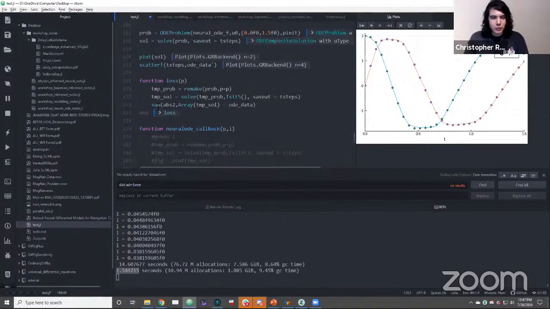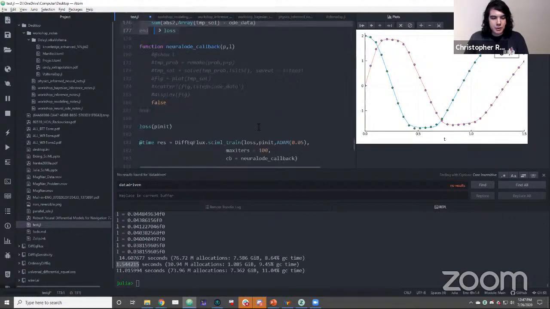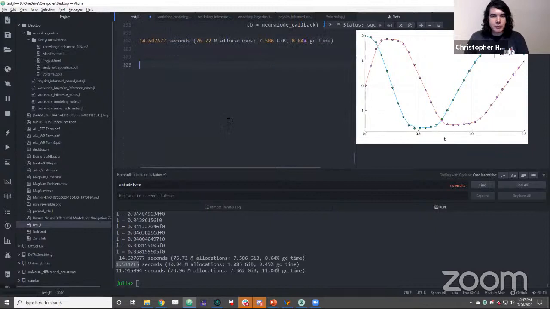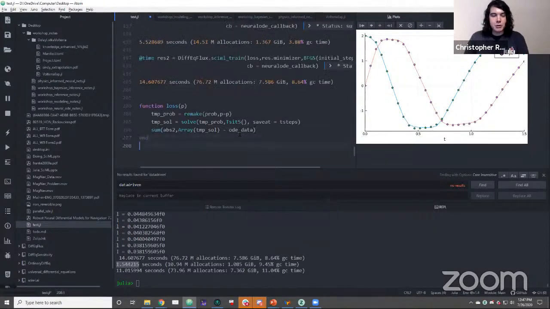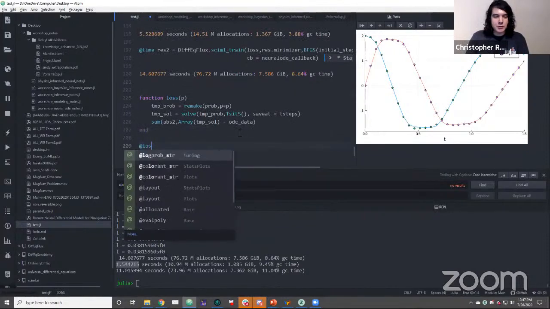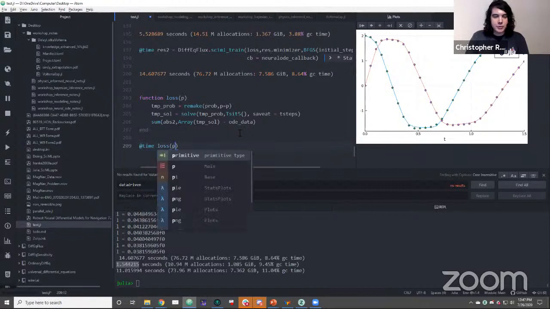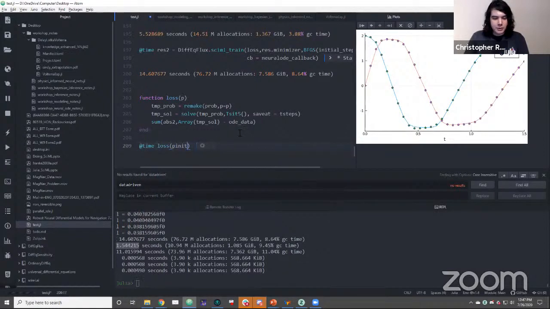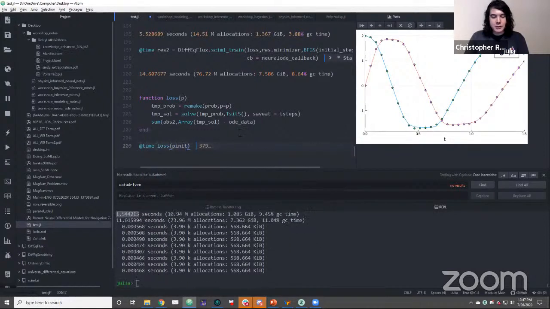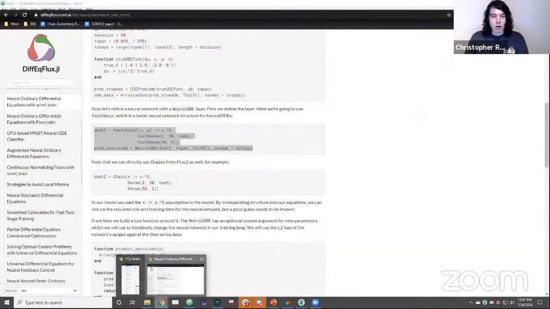So now let's go to our loss function. One of the keys to really optimizing this is choosing different methods for doing the gradient calculation. If we time the loss function calculation, the loss of p init, you'll see that the loss function is almost instant. So where most of the time is happening is in the gradient calculation. The gradient calculation is really the key to all these tools.